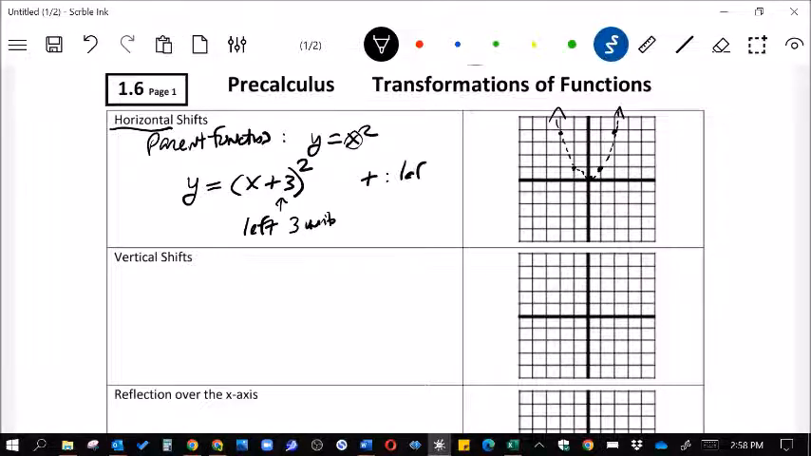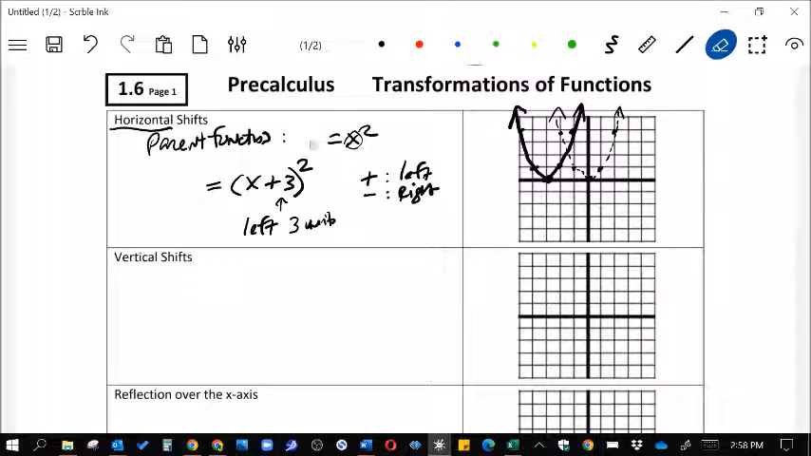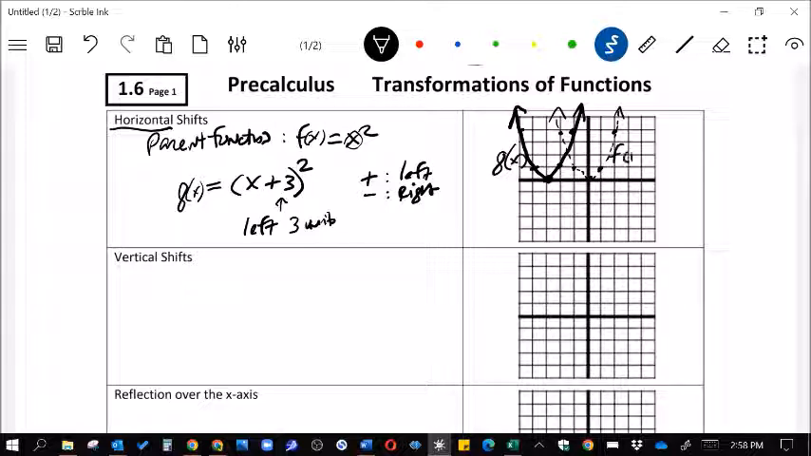Plus is left, and minus is moving right. So that means everything here moves over 3. The vertex, the other 2 points here, and the 2 points up here. So this one is our function. In fact, I think I'm going to change this from y to f of x, and we'll call this one g of x. So this is g of x, and the basic one is f of x.